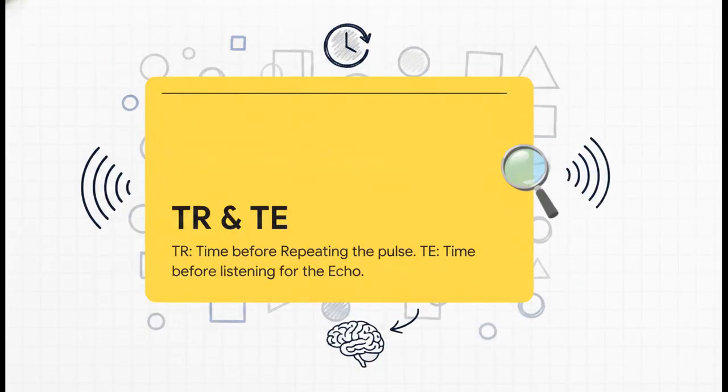To lock this in permanently, use these simple tricks. Whenever you see TR, immediately think time before repeating. It is literally the time before the machine repeats the RF pulse. And whenever you see TE, think time before the echo. It is the time the machine waits before listening for the echo. If you root yourself in these straightforward definitions, the physics will always make sense.